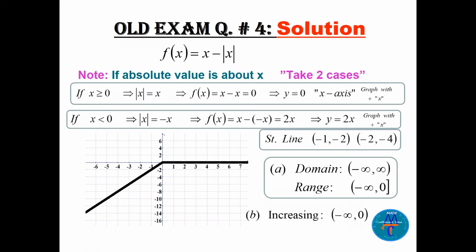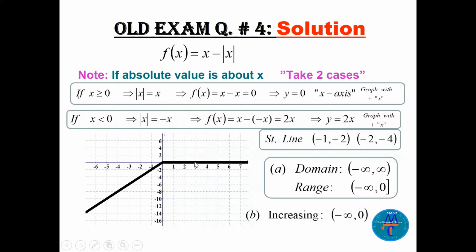Now you have two ways to do this. I take two cases when I see absolute value of x. So I say if x is greater than 0, then we know absolute value of x is x. So I can replace: x minus x is equal to 0, y is equal to 0, which is the x-axis. But remember, graph it with positive x. Why? Because of the condition I started with.